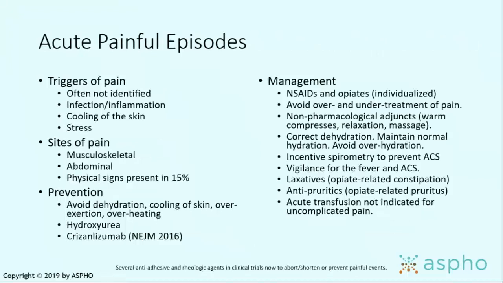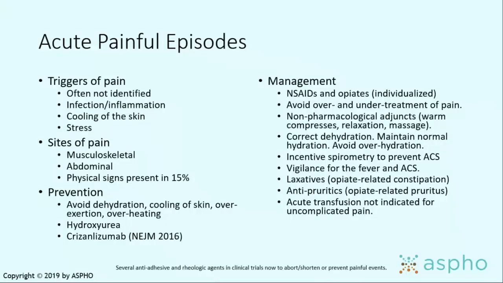Okay, acute painful episodes. This is probably the most common reason that you see sickle cell patients. It is the most common complication that they suffer from. Most of my older kids will talk about, we know the things that trigger their pain, but sometimes they can't always identify it. Infection, inflammation, cooling of the skin, stress. Sites of pain can be musculoskeletal, abdominal. There are not always physical signs present. Occasionally, you may have some swelling or changes to the site where the pain is happening.